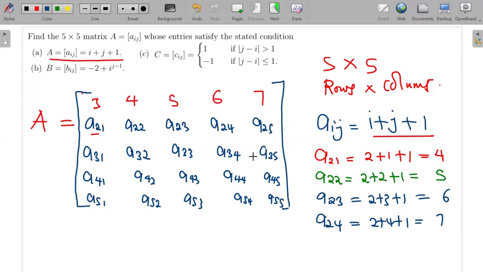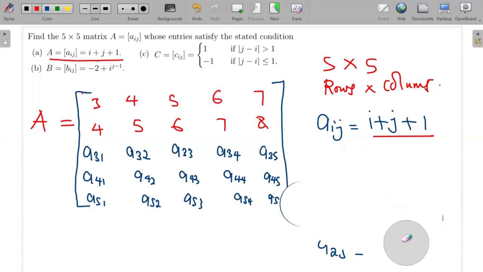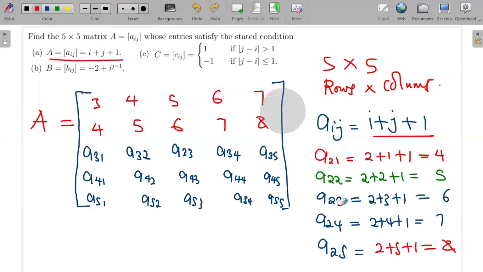And then the last one in that second row is A25, which is equal to 2 plus 5 plus 1, which is equal to 8. So these are the numbers that will sit in the second row. I'm just going to erase this part and put the numbers that are supposed to be there. The first one is 4, then 5, then 6, then 7, and then 8. Okay, let's find the third row.